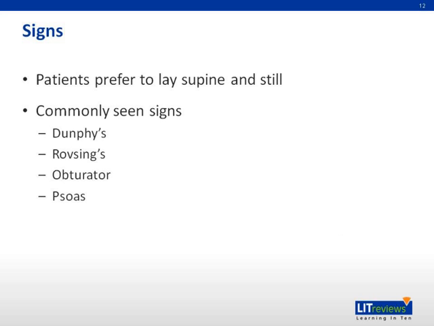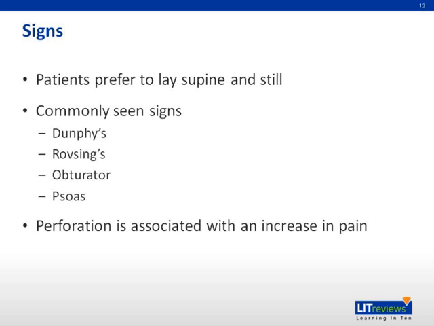The obturator sign is pain on internal rotation of the hip and suggests a pelvic appendix. The psoas sign is pain on extension of the right hip and suggests a retrocecal appendix. Perforation is associated with an increase in pain and an abdomen that is rigid and diffusely tender.